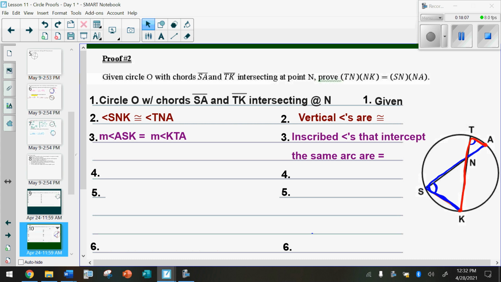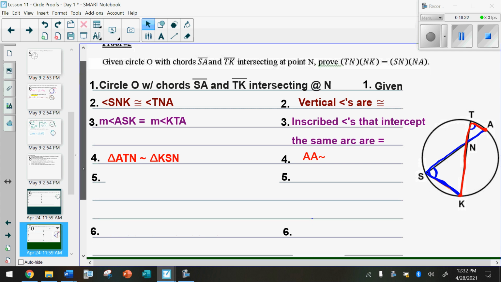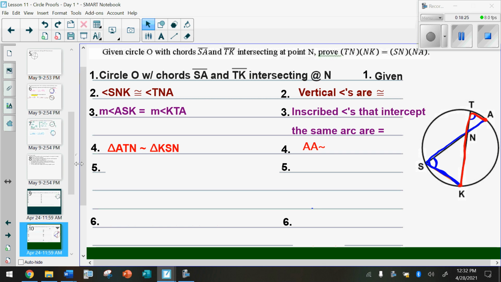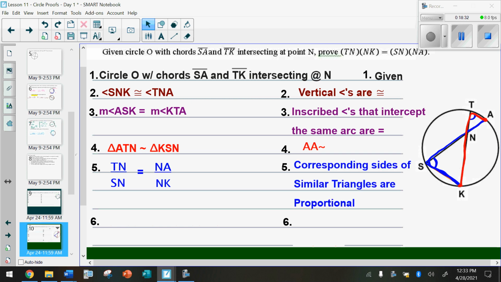If two inscribed angles intercept the same arc, then they are congruent. So there's our second pair of equal angles. Once we have two pairs of equal angles, we have our triangles similar by angle-angle similarity. And hopefully you remember that you can take the cross product that was given, the multiplication of the segments, unwork it and go backwards and set up the proportion. That was your corresponding sides of similar triangles are proportional, CSSTP. And then we use the cross product property and we write out cross product property to finish off our proof.